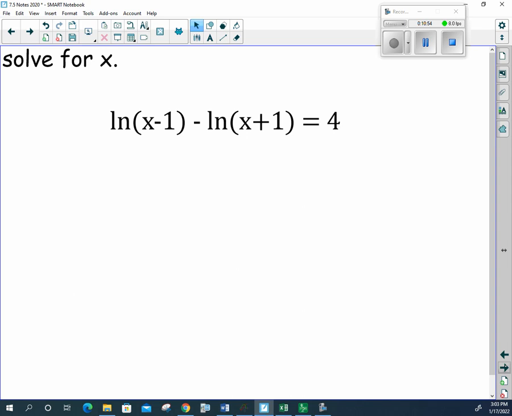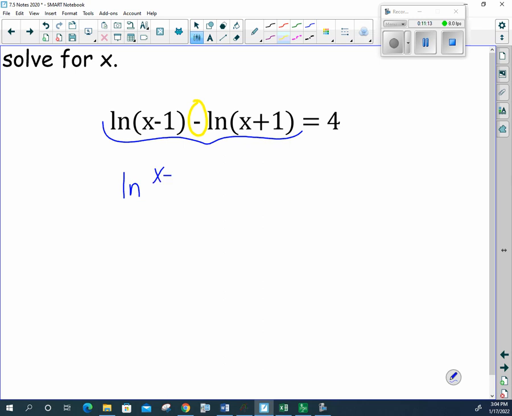Okay, so once again, I see multiple logarithms, so I'm going to want to condense those. That's how I want to start. I notice that the sign in the middle is subtract, so that means when I condense, I am going to divide the arguments. So this is going to be the natural log of (x minus 1) over (x plus 1) equals 4.